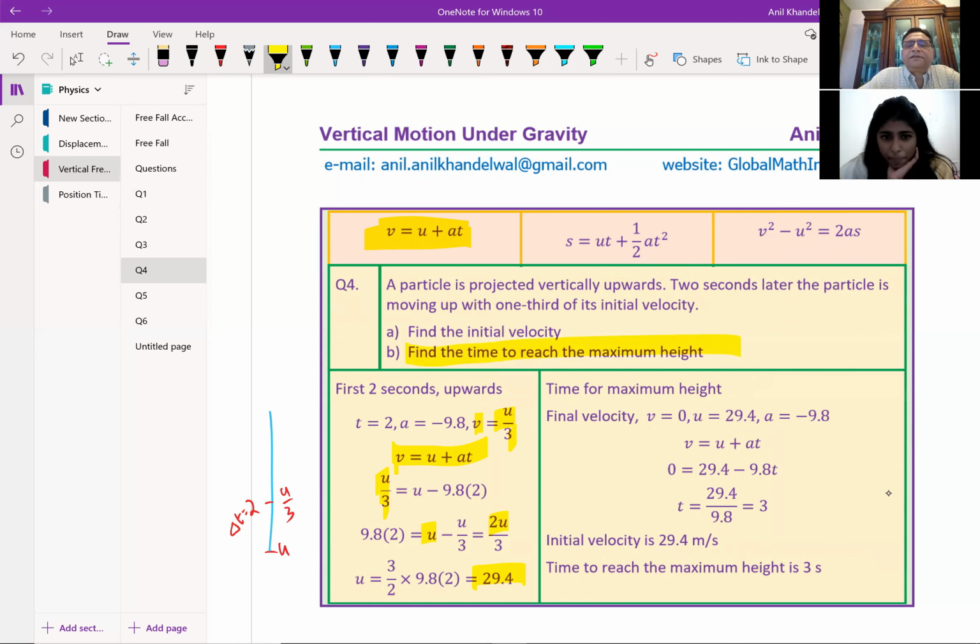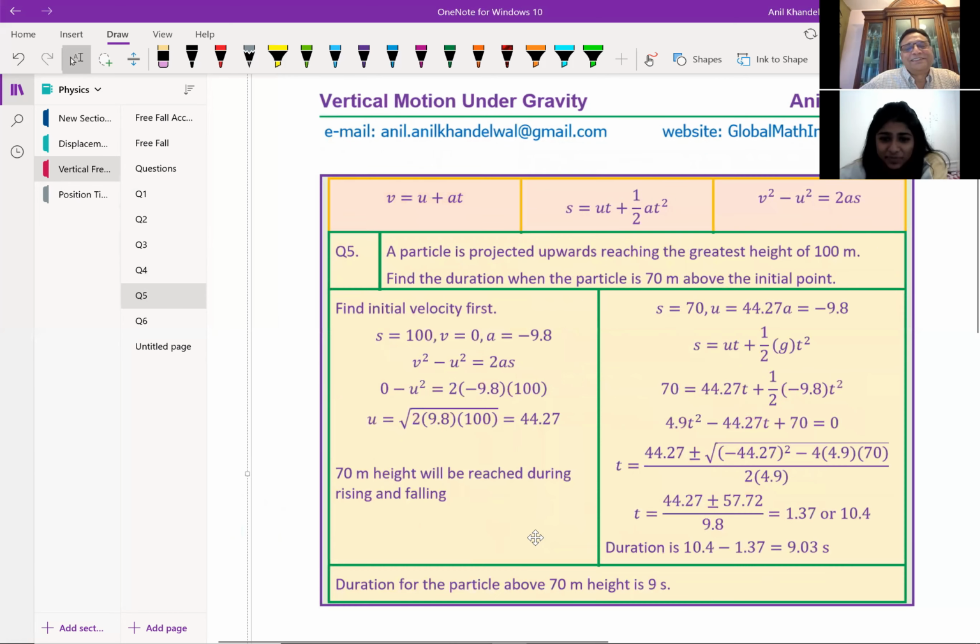Part B, find the time to reach the maximum height. Once you find u, you know what the time is: u divided by g. I was going to go through the process, saying the final velocity is 0, but you went straight to it. I did all that; you can just sub it into that equation, and ultimately you get u over g. Wow, that saves so much time. That is good. Shortcut methods.